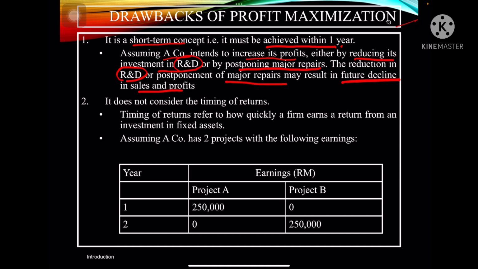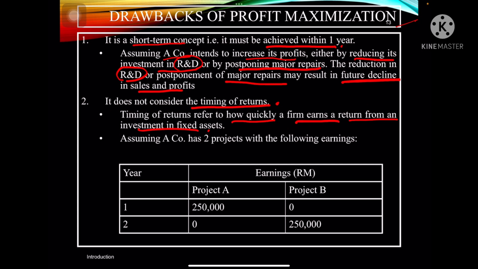Alright, number two, does not consider the timing of return. Timing of return refers to how quickly a firm earns a return from an investment in a fixed asset or non-current asset, right? So we would like to see how fast they can get back their money.